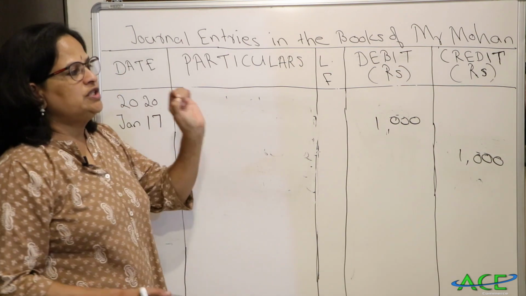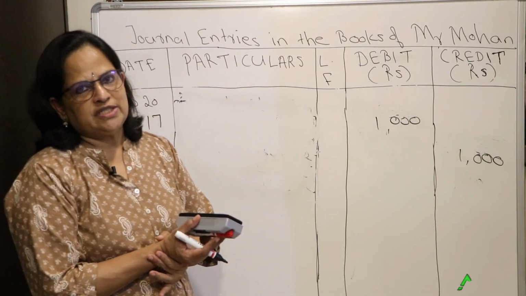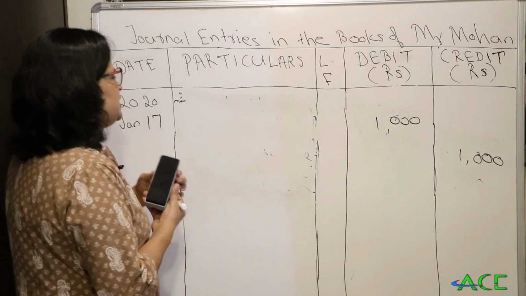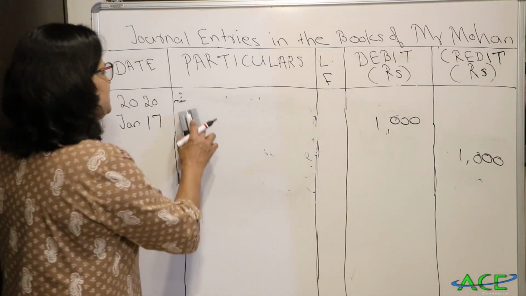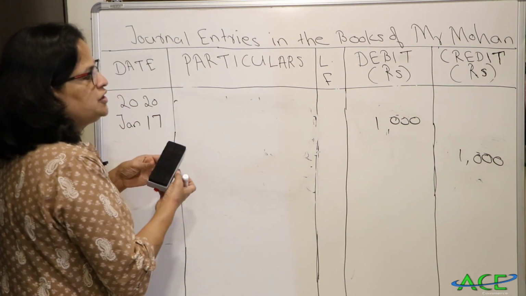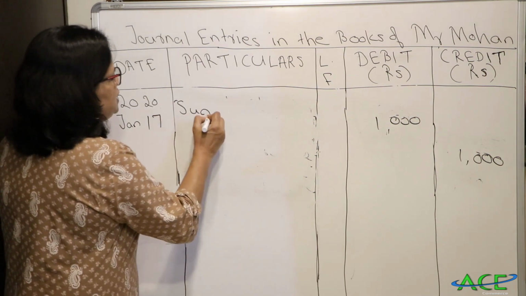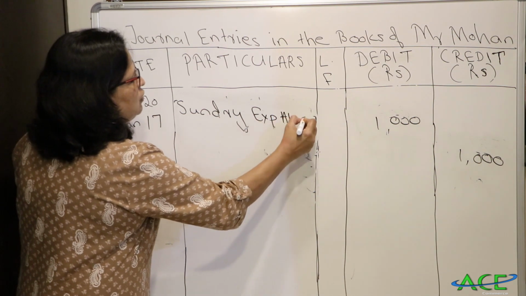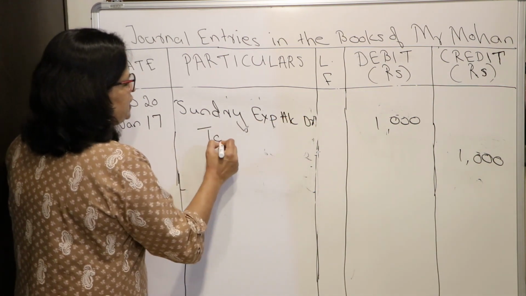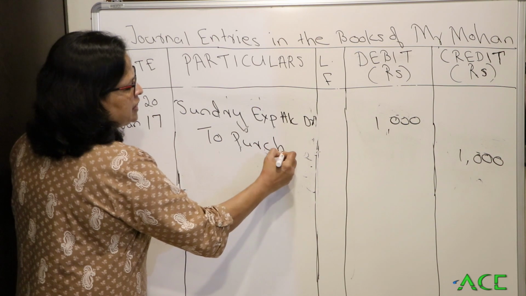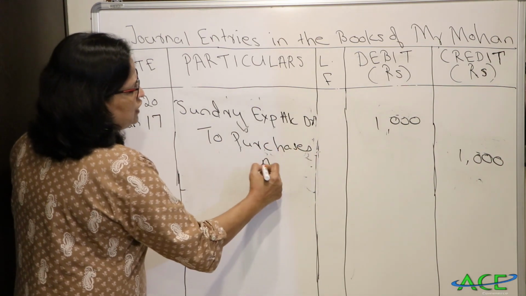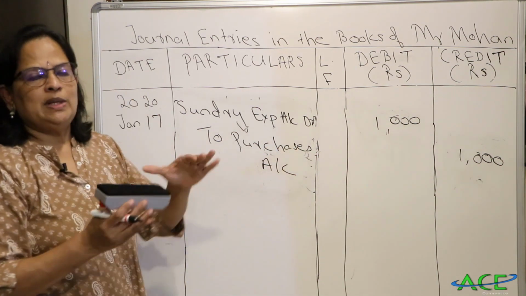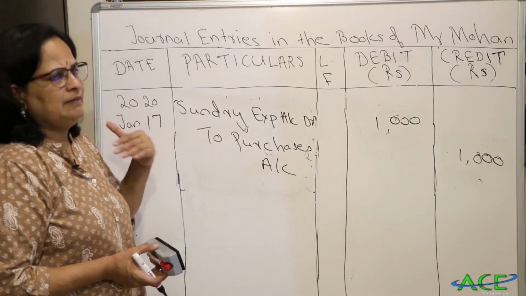Next transaction is goods given as charity worth rupees 1000. So here the transaction is charity. So we can write it as sundry expenses account debtor to purchases account. See, these transactions are important. That is why I have included these transactions. You will come across this when you are doing the final accounts.